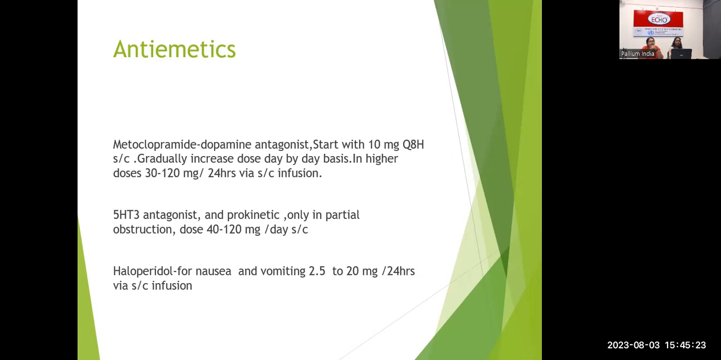Okay. Haloperidol can be given for nausea and vomiting. If it is not being controlled with your regular antiemetic, you need to combine it with haloperidol. The haloperidol dose is 2.5 to 20 milligrams over 24 hours. It can also be given as subcutaneous infusion. When the patient is continuously vomiting and dehydrated, you may not get an IV line. So you can give it as subcutaneous infusion also. It has a similar action.